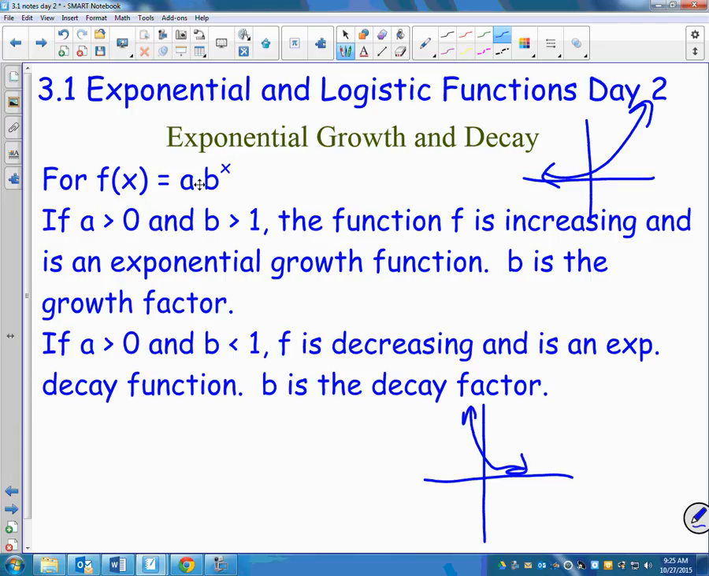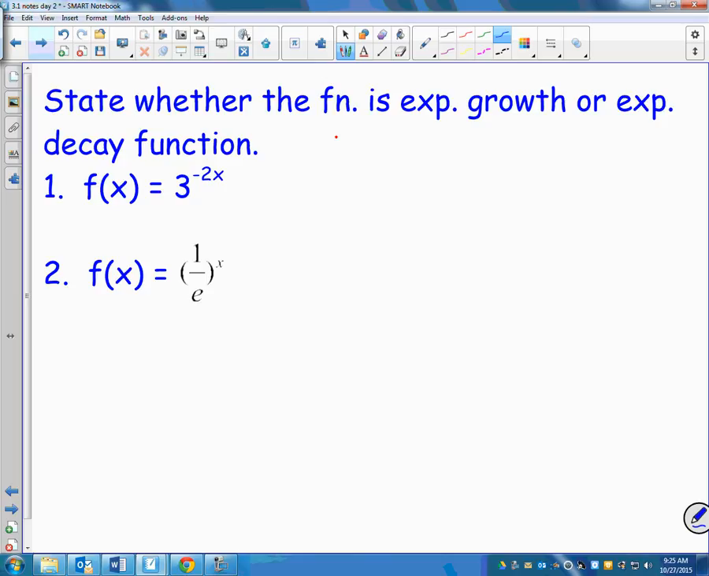When they give you a story problem, I think it's much easier because they talk about population growing or population declining, or they talk about half-life stuff, and they tell you in the problem what's happening. The harder ones are the ones that aren't story problems, like the first couple problems on your homework that say state whether the function is exponential growth or exponential decay. We'll talk about ways that you could do this if you get stuck. So 3 to the negative 2x.